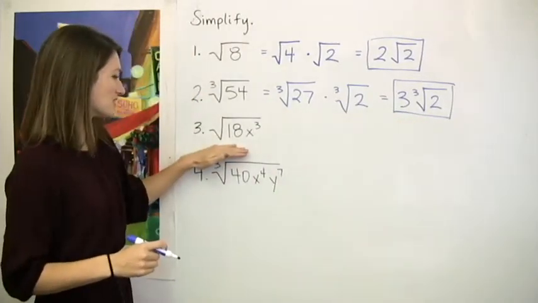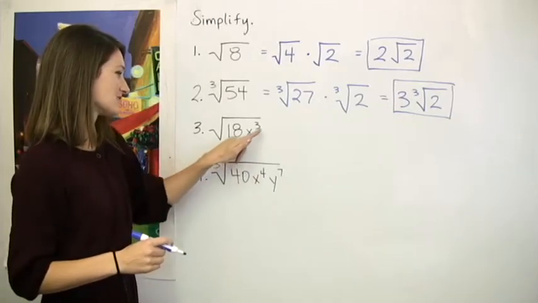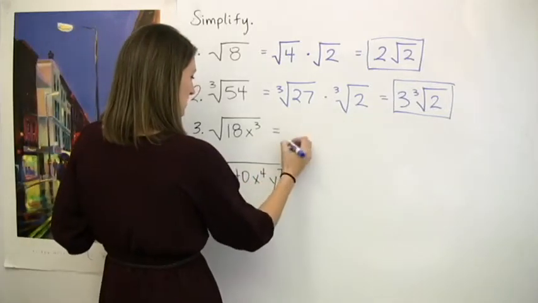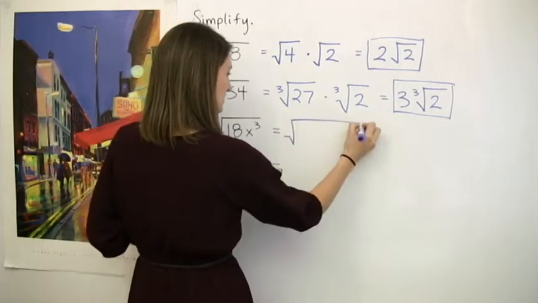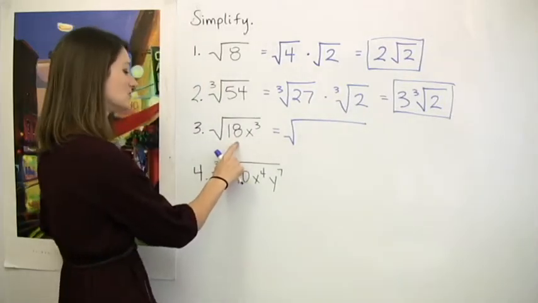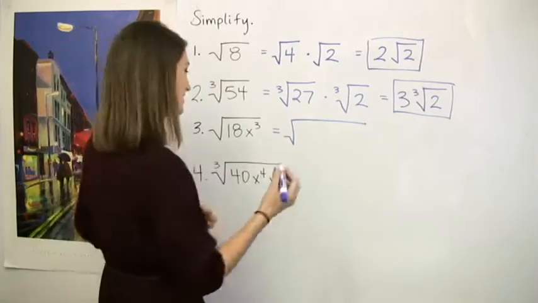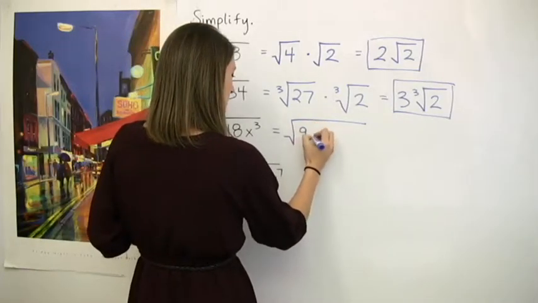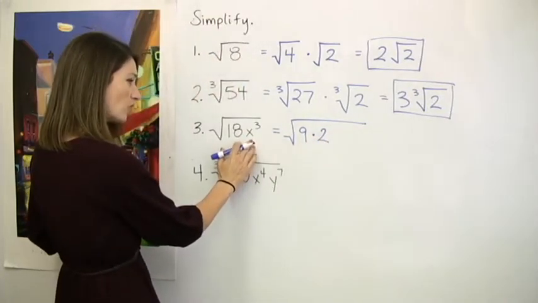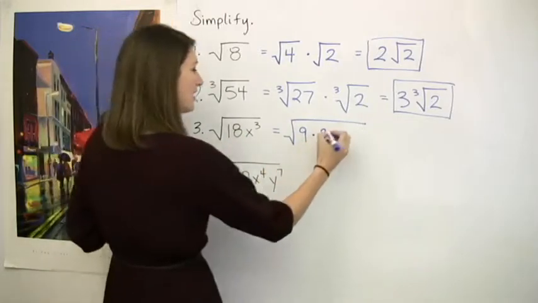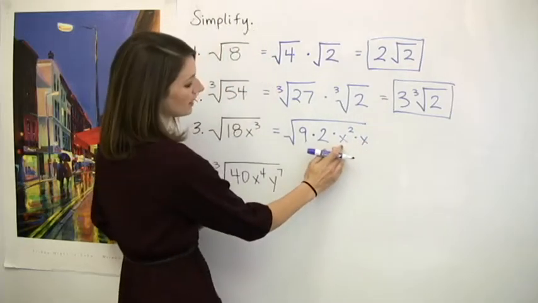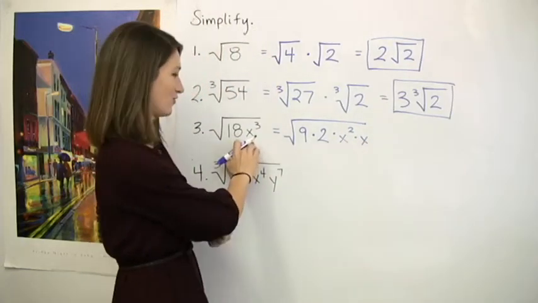The third problem here says the square root of 18x cubed, so we need to simplify that. So let's see what we get. If we were to expand this expression underneath our radical sign, we know that 2 factors for 18 are 2 and 9. So we can write 9 times 2 under our square root sign. We also know that we can write x to the third as x squared times x, because when you multiply x squared and x, you get x to the third.